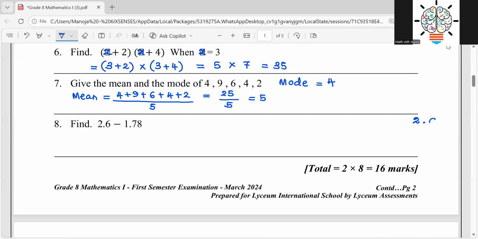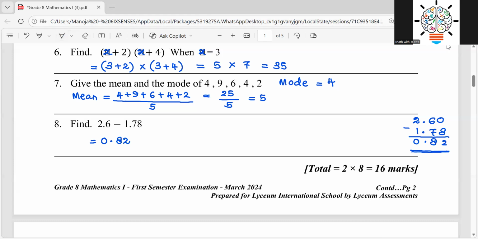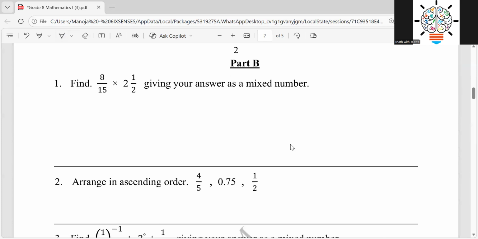Then this one you want to find the value. What you do, you write this vertically, 2.6 and 1.78. When you are writing them vertically, the most important thing is to keep the decimal points in order, right? If you feel that this is blank, you can put a 0 here. 10 minus 8, it is 2. Here you have 5 now. 15 minus 7, it is 8. And here you have 1. 1 minus 1, 0. Right? So then easily you can get the answer. The answer is 0.82. Right, so then we are moving to the next one, part B.